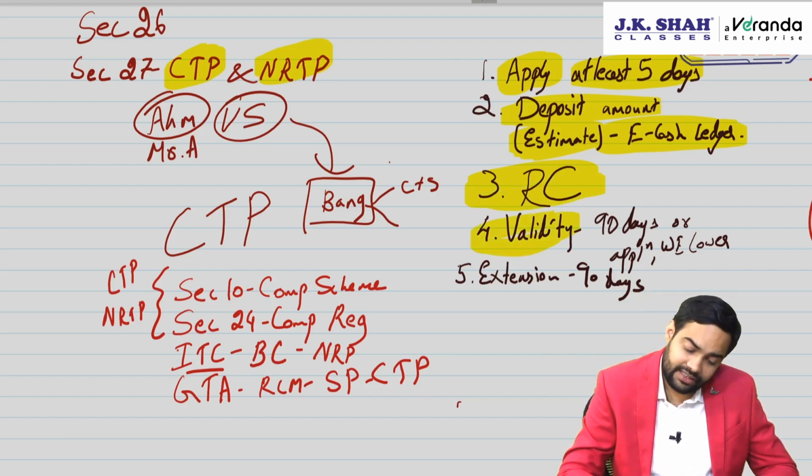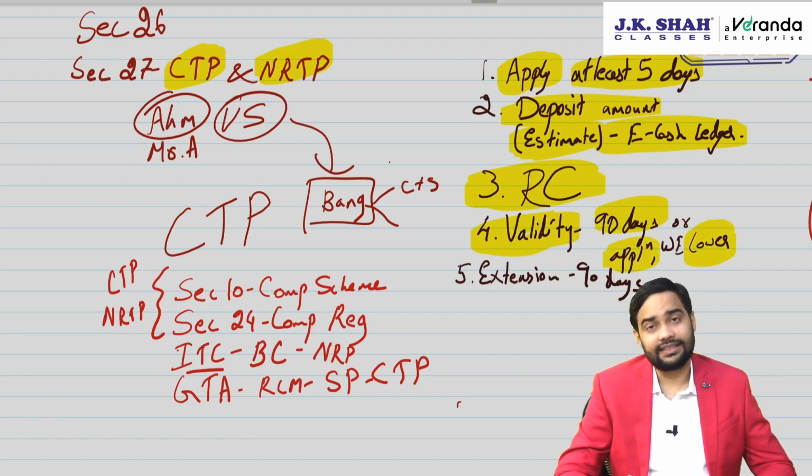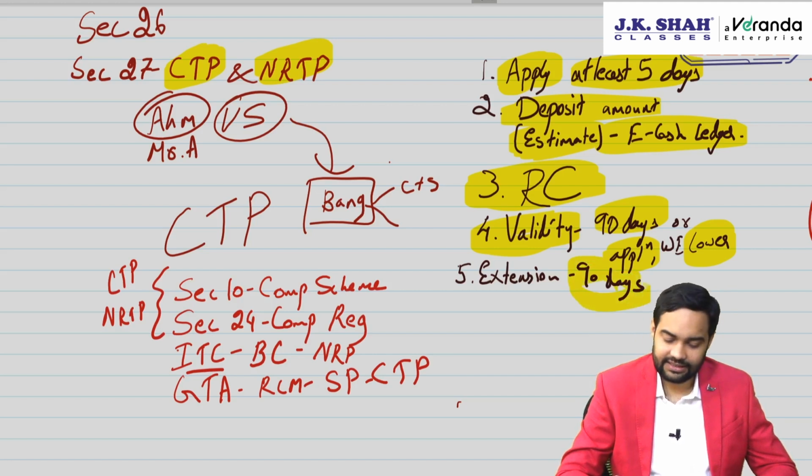What will be the validity? 90 days or days mentioned in the application, whichever is lower. And can an extension be sought? Yes, additional 90 days on payment of additional amount. Be very careful of one thing.